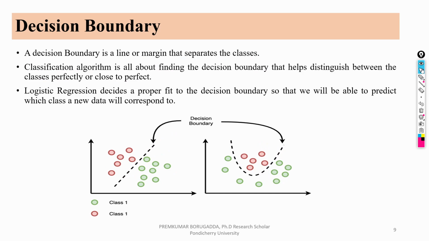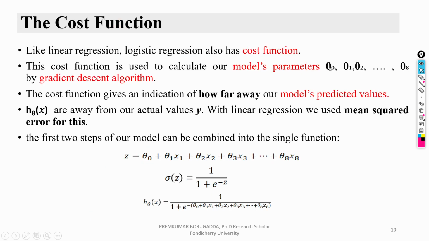Next, the cost function. So what is meant by cost function? Like linear regression, logistic regression also has a cost function. The cost function is used to calculate the model parameters theta naught to theta 8 by using the gradient descent algorithm.